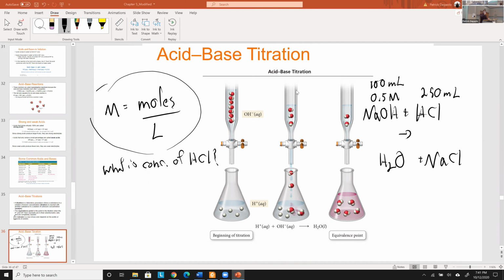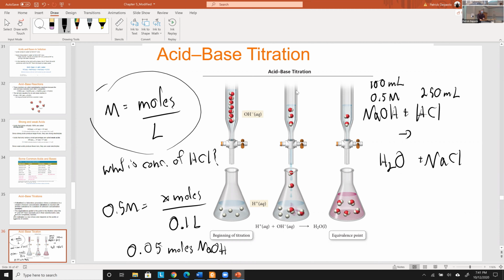To calculate the moles, you can calculate the moles of NaOH. Is that what you're getting at? Oh yeah, okay. So you calculate the moles of NaOH by using the molarity: 0.5 molar equals X amount of moles divided by 100 milliliters, or 0.1 liters. Multiply that over, you get 0.05 moles of NaOH. So that means to neutralize this unknown amount of HCl, you added 0.05 moles of NaOH.